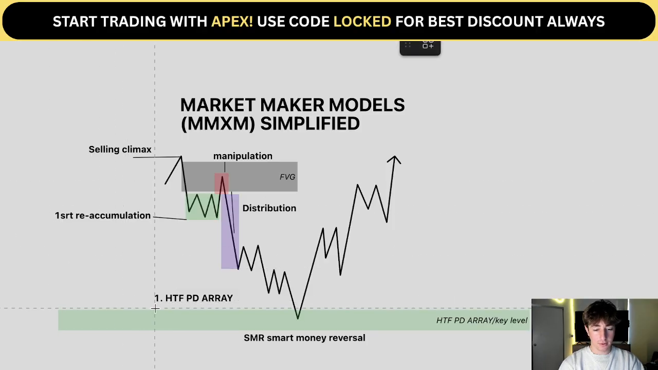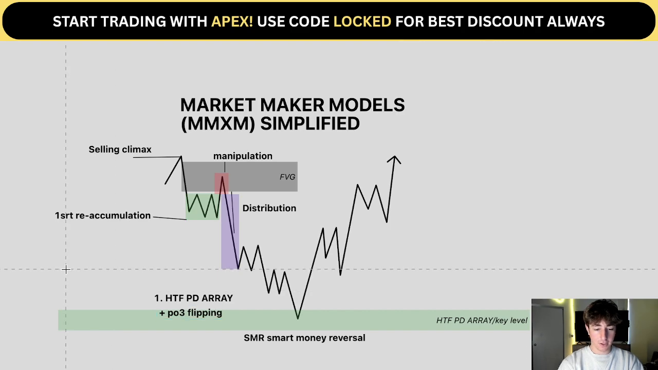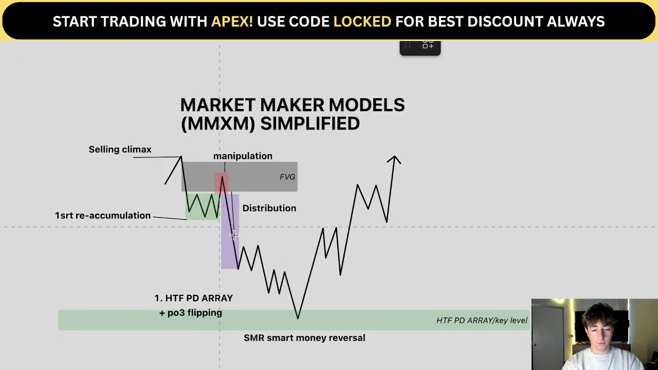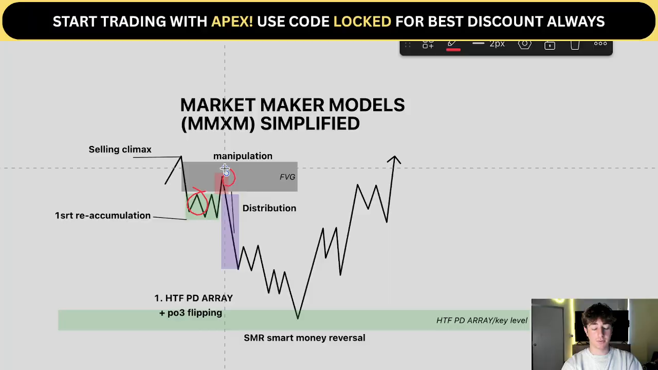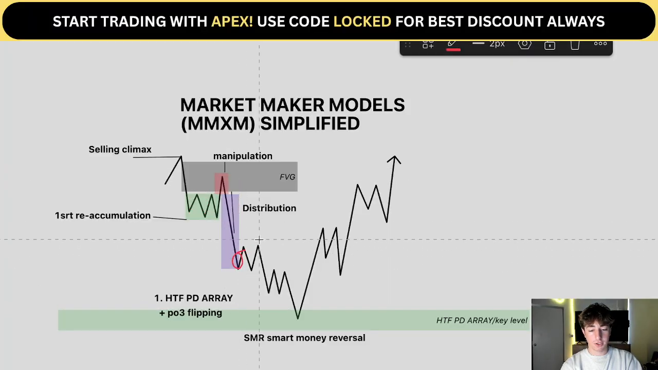So one, high time frame PD array plus PO3 flipping. You have to have a PO3 flipping, meaning what do we have here? We have bearish PO3s, right? Accumulation, upwards manipulation, downwards distribution. Same thing here. Accumulation, upwards manipulation, downward distribution.